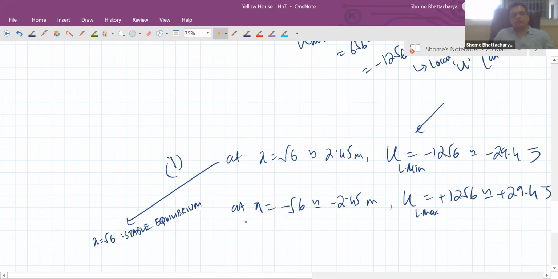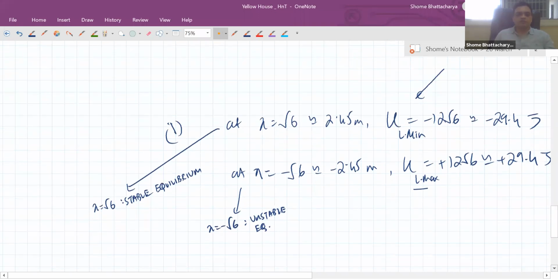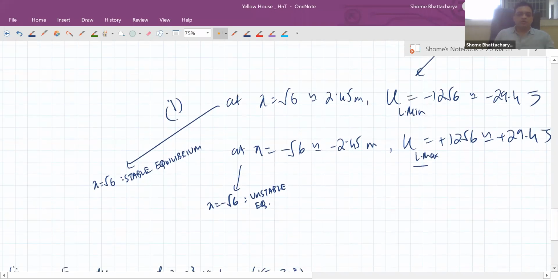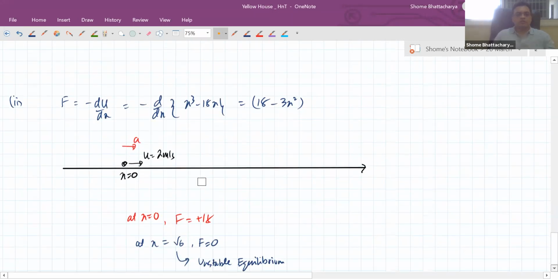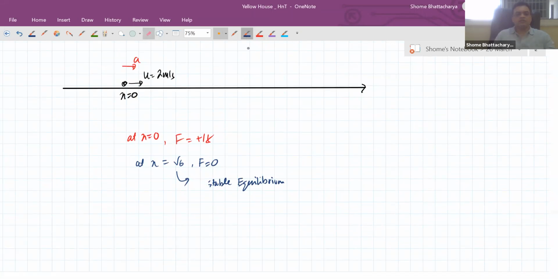Okay. And this position of the local maxima is unstable. So x equal to minus root 6 is the unstable equilibrium point, which I've just understood from the concept of local maxima and minima so far. We can later also plot the graph and understand this better. But yeah, at root 6 there is a stable equilibrium position.